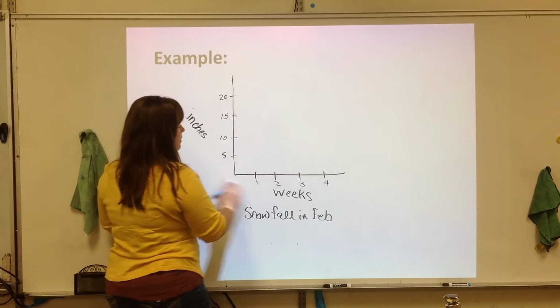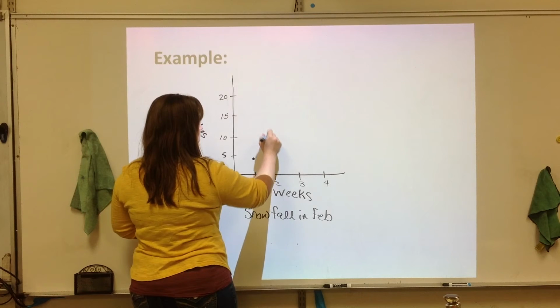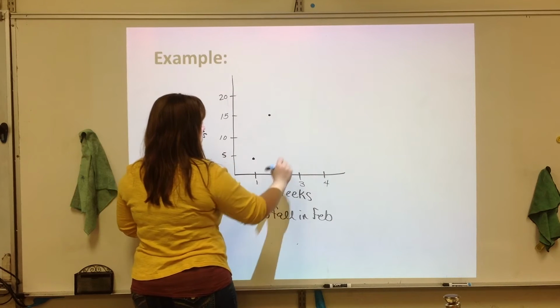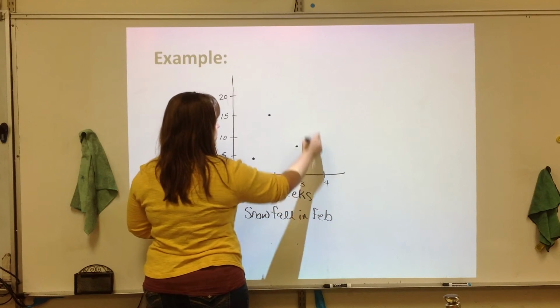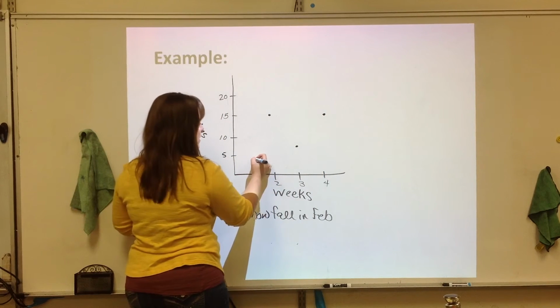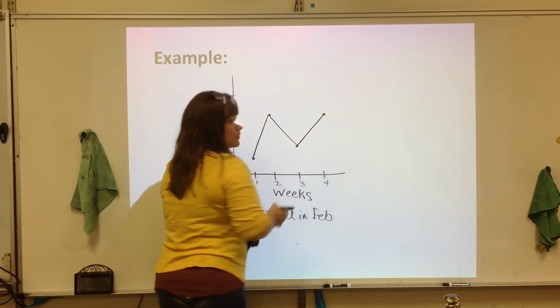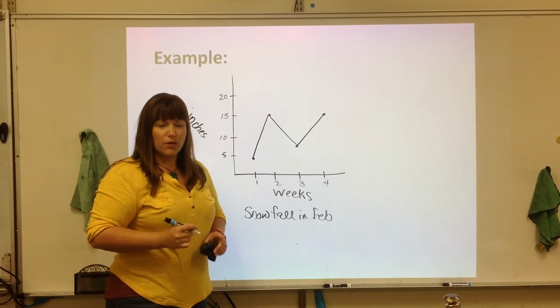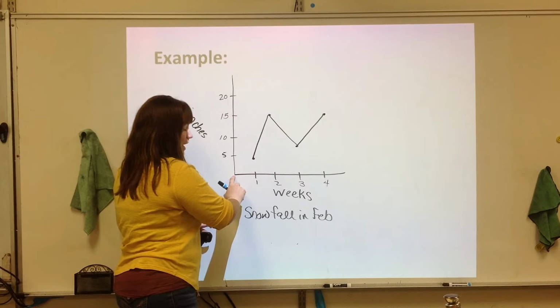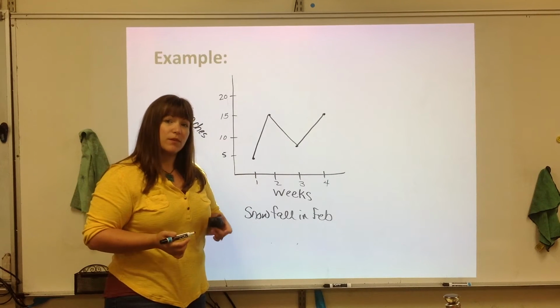So let's pretend that in week 1, there was 5 inches. Week 2, there was 15 inches. Week 3, there was 10. And week 4, we're back up to 15. Then we would take a straight edge and actually connect the dots. Notice I started here, not at the 0, 0 point. And that is one example of a line graph.